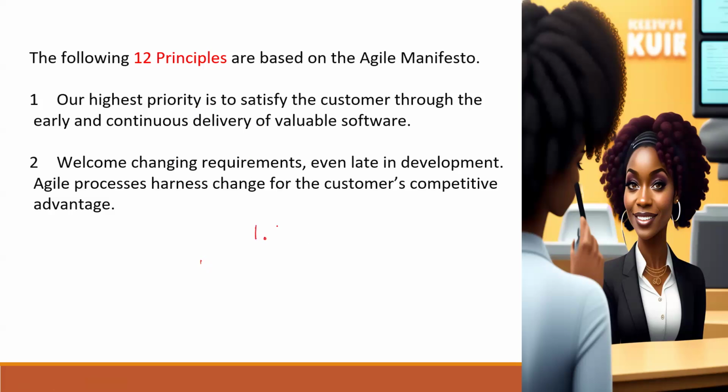First one. Our highest priority is to satisfy the customer through the early and continuous delivery of valuable software. Okay, so let's try to understand this one. What is the highest priority here? The highest priority is continuous delivery of valuable software. And early. It's not just that we respect the customer, but it doesn't mean we keep him waiting till the product is ready and delivered, going beyond the timelines.